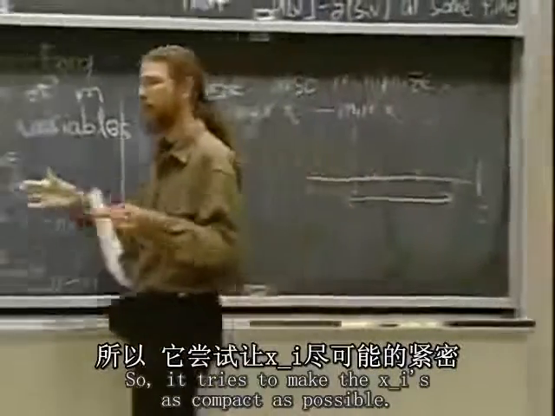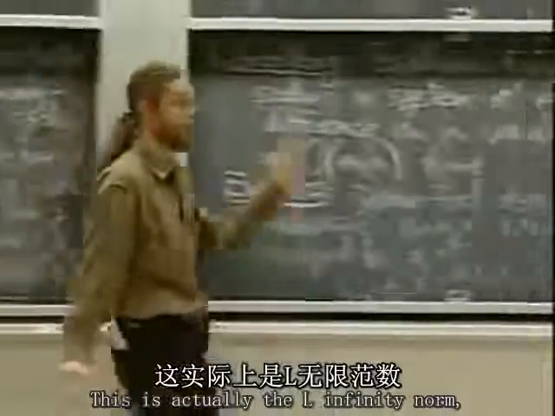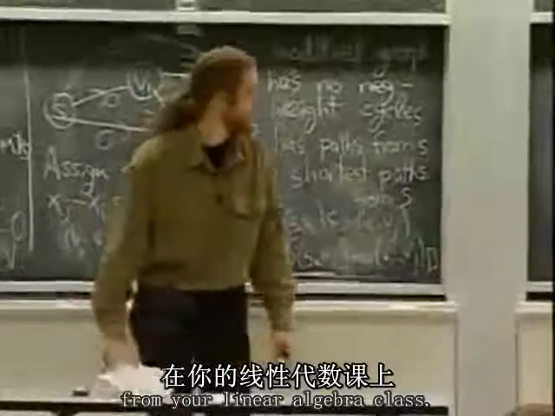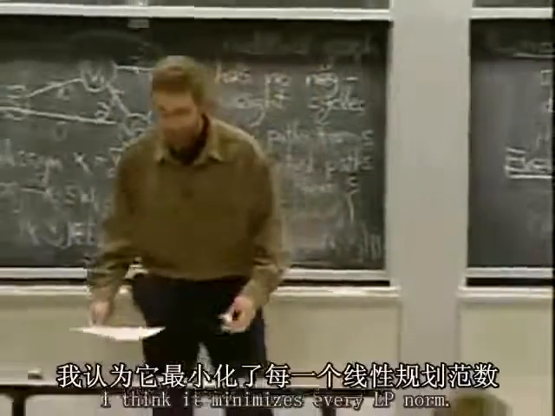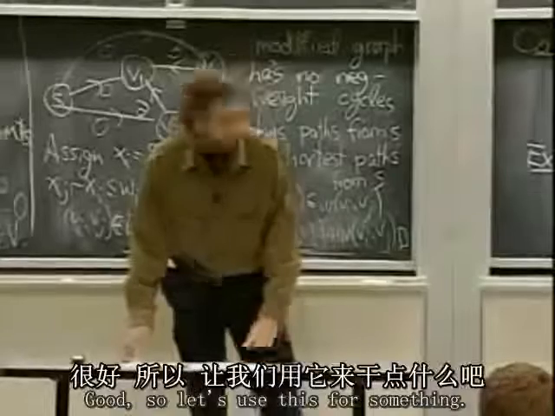So it tries to make the xi's as compact as possible. This is actually the L infinity norm, if you know stuff about norms from your linear algebra class. Okay, and this is the L1 norm. I think it minimizes every norm, LP norm. Good. So let's use this for something.